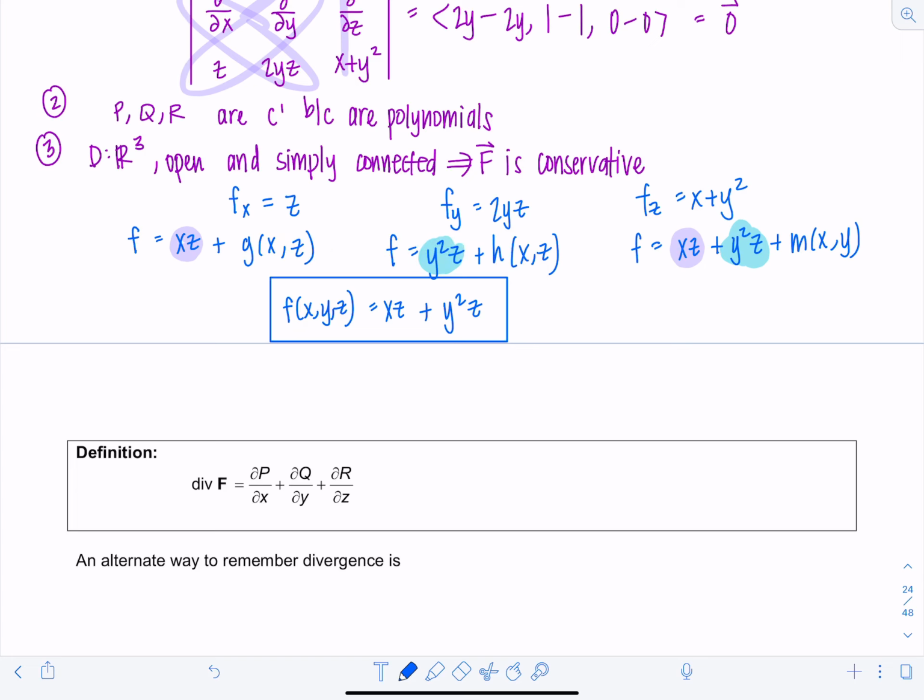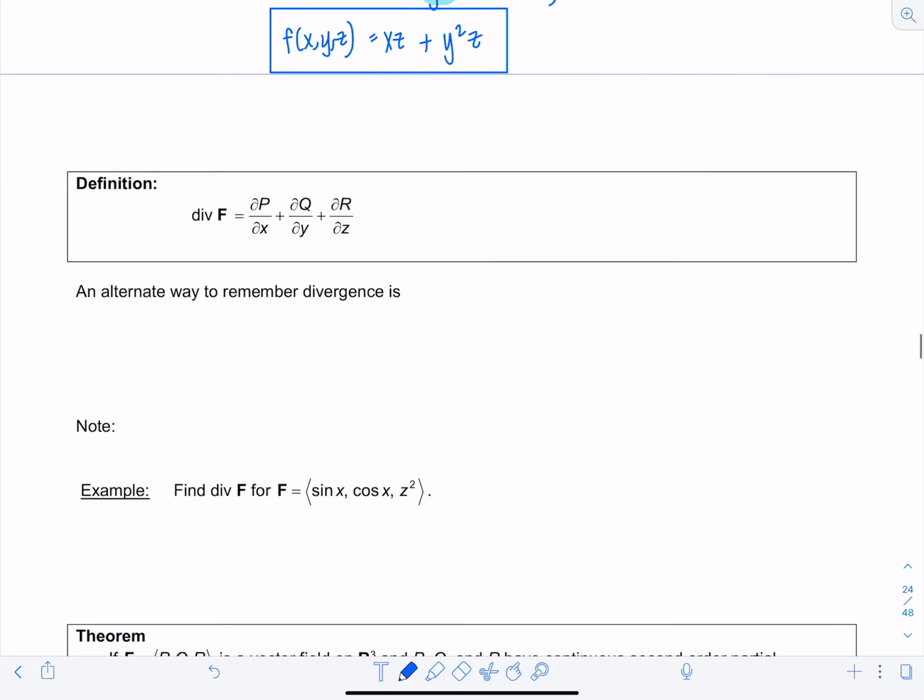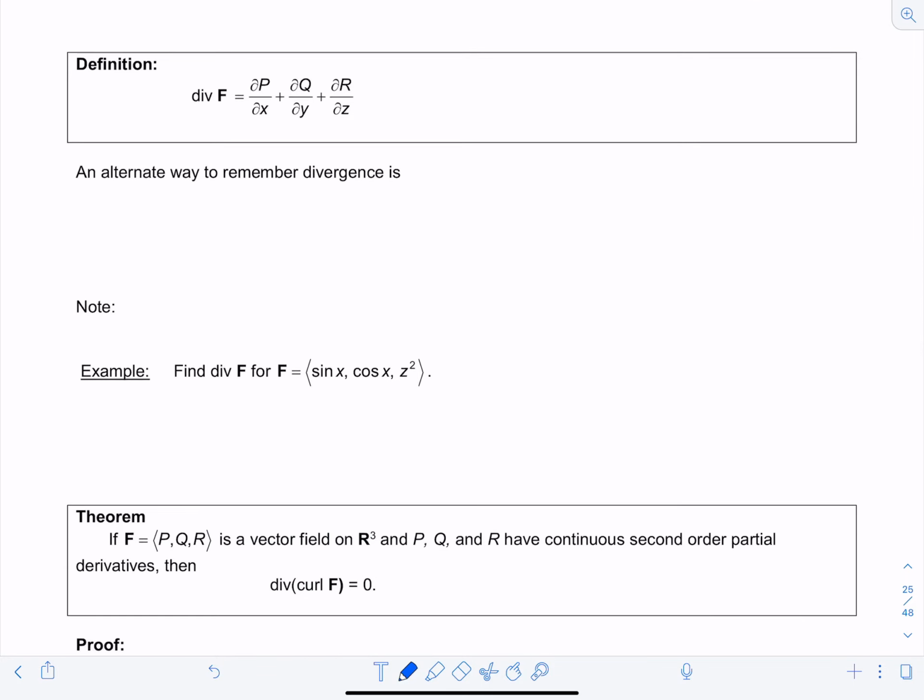All right, very good. Moving on to the next idea, we're going to look at divergence. So, by definition, the divergence of a vector field F is equal to del P del x plus del Q del y plus del R del z. So notice here, since we're adding each of these partial derivatives together, our end result is a scalar function. So this is not a vector the way curl was, this is a scalar. And remember, F had components P, Q, and R.